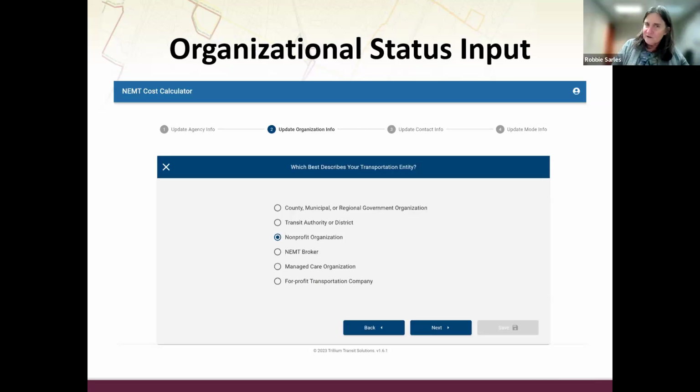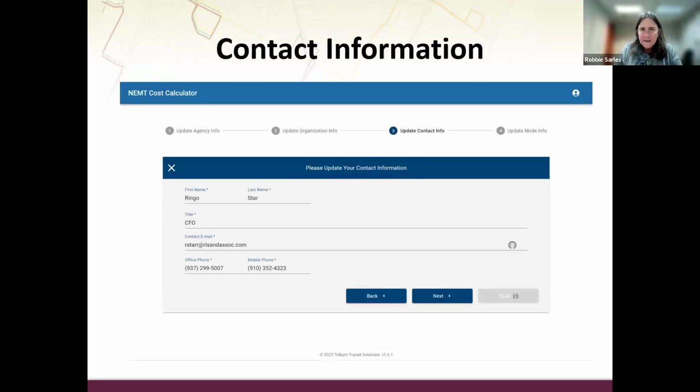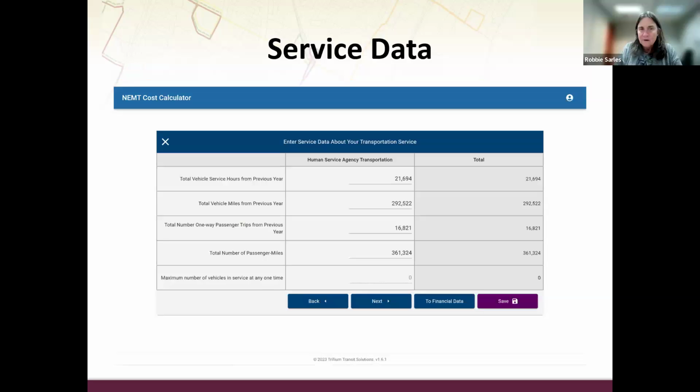If you're a private sector, yours is going to look a lot different than if you're a public sector entity. And so depending on how you answer this, will depend on how the model works for you. Then essentially you put in your hours and miles from your previous years, because again, the two variable models based on miles and hours.